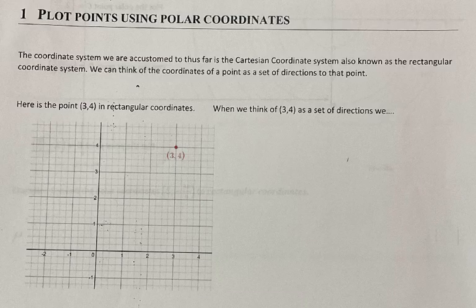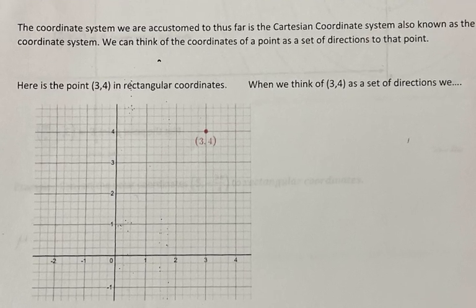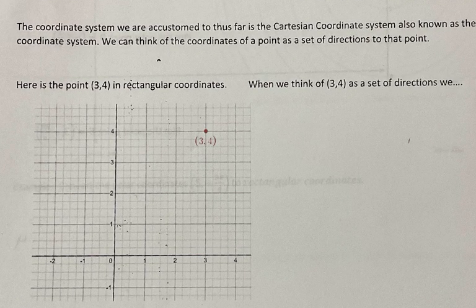Okay, so we're going to be learning a new way to plot points. The first part of the day today is called polar coordinates. So right here, you've probably seen 3, 4 like this. This is an ordered pair. This is the way you're used to plotting points. You may have seen this before, but we call it rectangular coordinates.